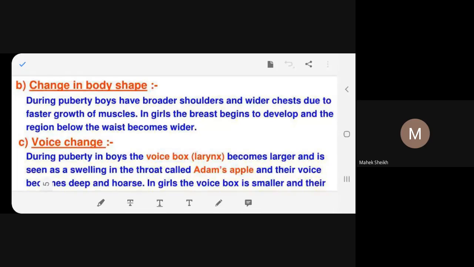Whereas in girls, the baby fat remains. So in comparison, the boys become muscular. Girls don't become muscular. Instead, the breast begins to develop, and below the waist, the hip portion becomes wide. Now, if I ask you the question, why so? Why has nature given us this type of body? Can anyone explain? Can anyone give me an answer, beta? Why are females' hips wider?